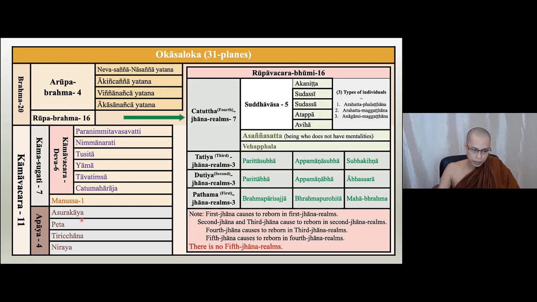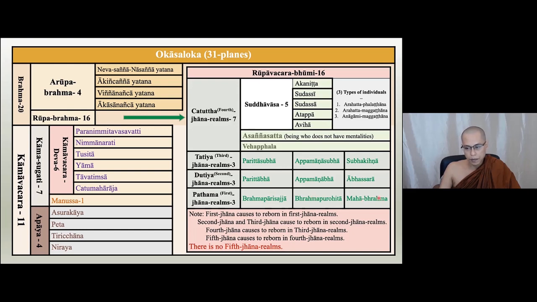Okay, so here, let's see about the Rupavacara realms. It depends on the level of jhana concentration. The first jhana concentration can send one to three of the fine material sphere existences: Brahma Parisajja, Brahma Purohita, Mahabrahma. So these are the three types of first jhana realms.